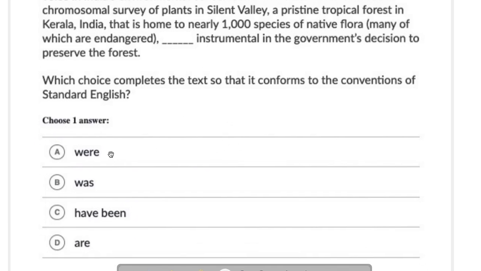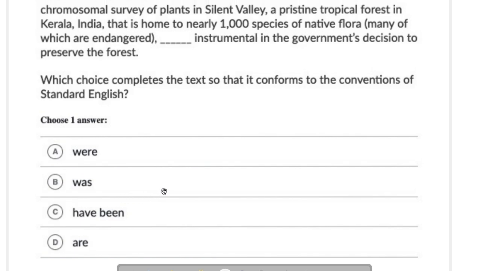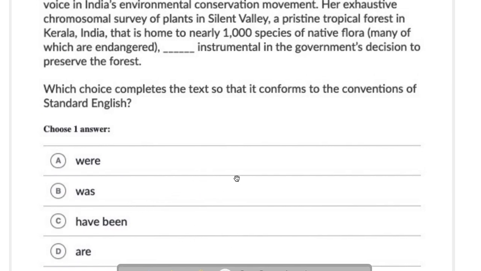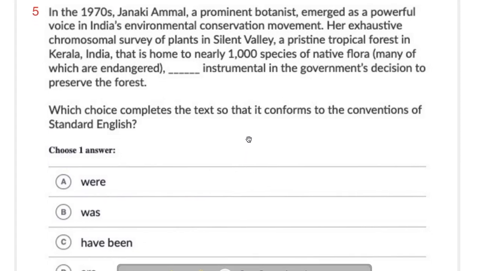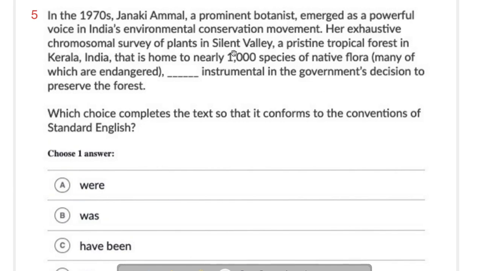This one, we can see from looking at the answer choices, is going to have something to do with verbs, either subject-verb agreement or verb tense, or some combination. So her exhaustive chromosomal study or survey of plants in Silent Valley, a pristine tropical forest in Kerala, India, that is home to nearly 1,000 species of native flora, many of which are endangered.